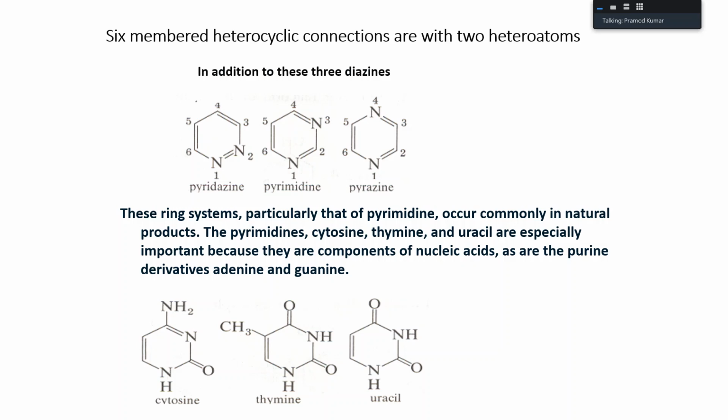Cytosine contains an oxo group at the 2nd and an amino group at the 4th position of pyrimidine. Your thymine is a dioxo pyrimidine containing a methyl at the 5th position. And your uracil is a dioxo pyrimidine. So these are the three pyrimidine analogues of your nucleic acids.